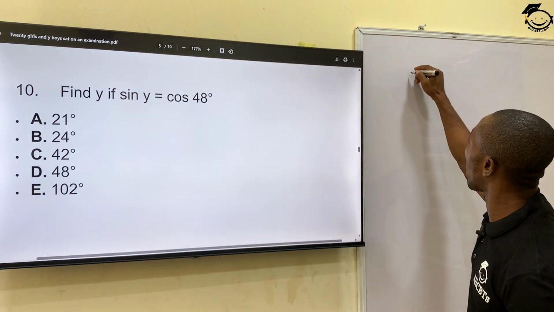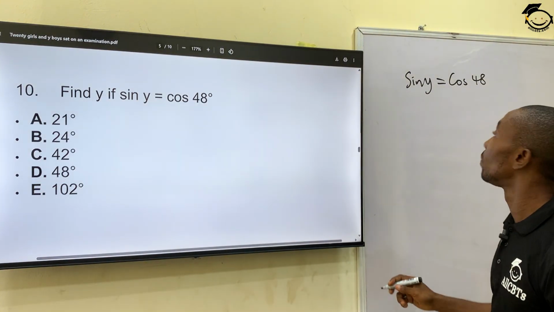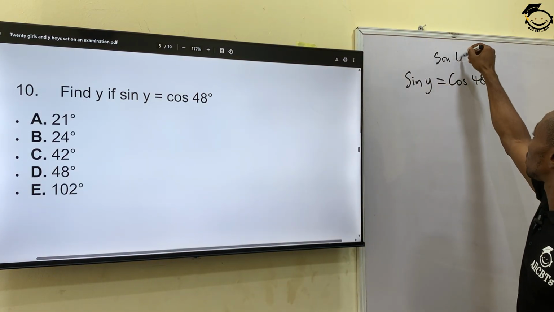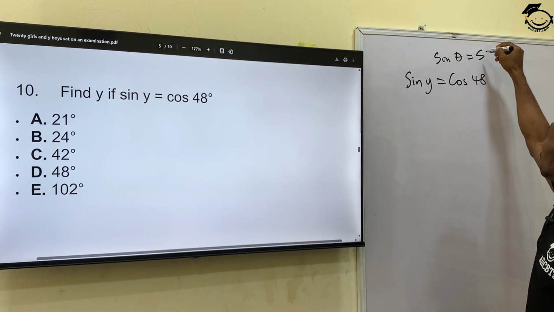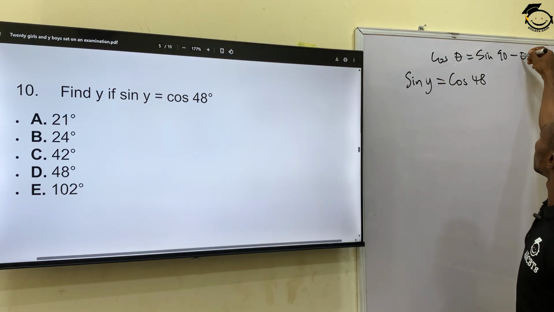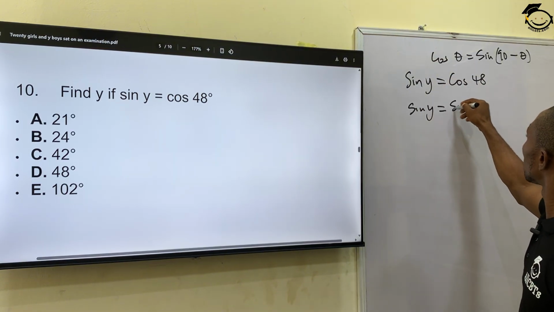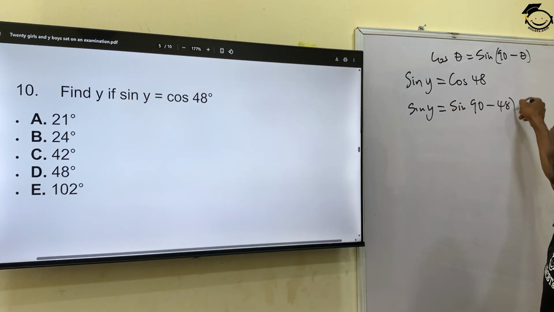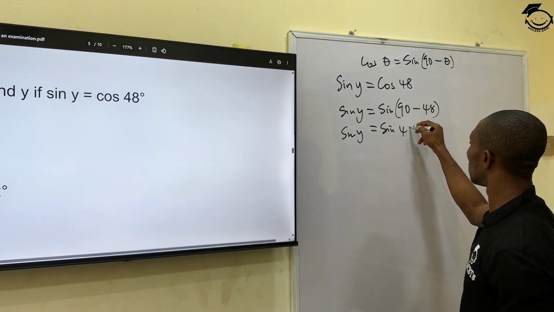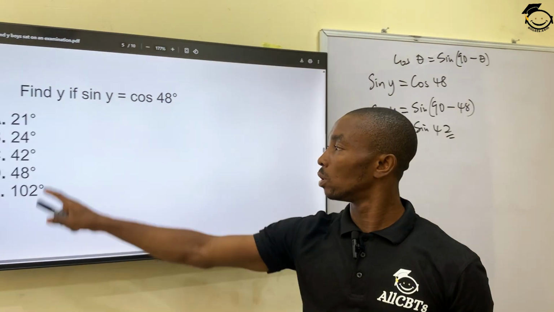Find y if sin y equals cos 48. Okay, now for us to find y, we know that cos theta equals sin of 90 minus theta. So replacing this here, we have sin y equals sin of 90 minus 48, which will give us sin y equals sin 42. So our value of y will be 42 degrees.